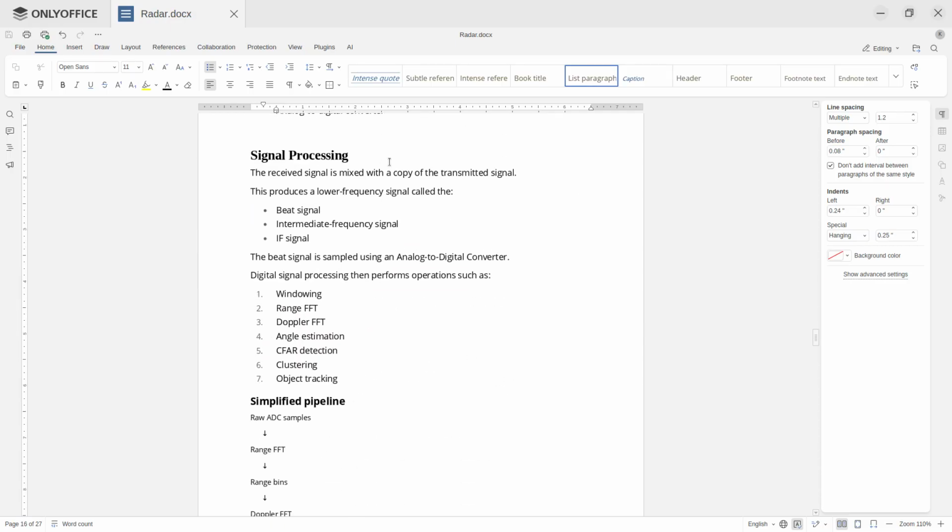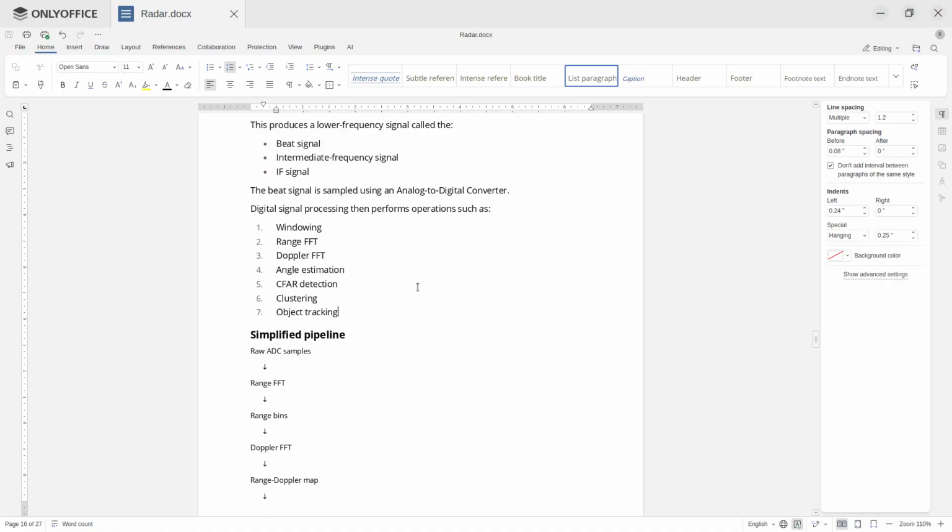Signal processing. The received signal is mixed with a copy of the transmitted signal. This produces a lower frequency signal called the beat signal, or intermediate frequency signal, IF signal. The beat signal is sampled using an analog to digital converter. The digital signal processing then performs operations such as windowing, range FFT, Doppler FFT, angle estimation, CFAR detection, clustering, and object tracking. So all these are signal processing techniques for radar signals.